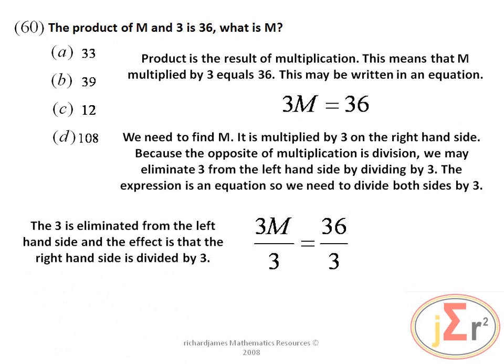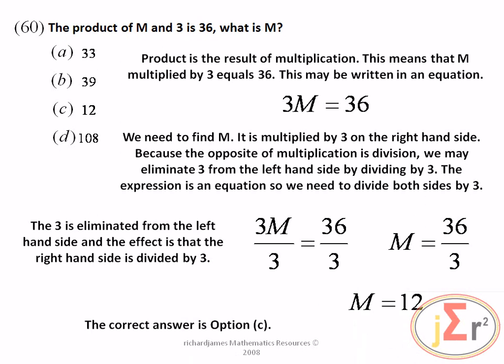The 3 is eliminated from the left-hand side, and the effect is that the right-hand side is divided by 3. Notice here that this 3 will be divided by this 3. They can cancel each other, and we have m is equal to 36 divided by 3. And what is 36 divided by 3, Jerry? If you do not know your multiplication table, 36 divided by 3 is equal to 12. The correct answer is option C.